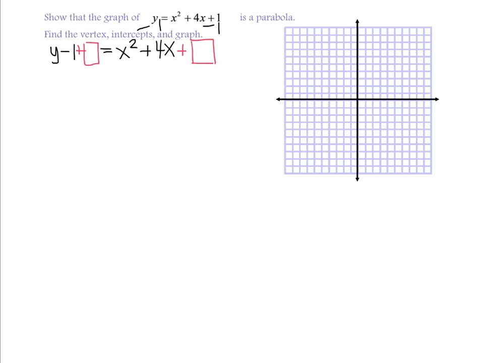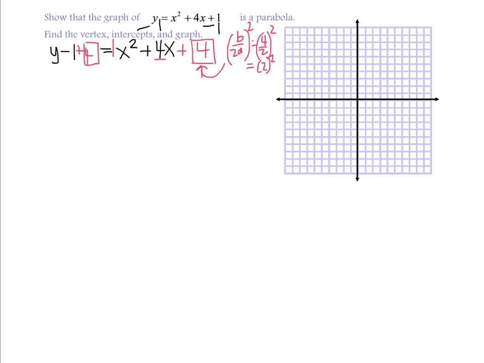I can also see here that my leading coefficient is already 1, so I don't need to do any sort of factoring. So what I'm going to be adding to both sides is that b over 2a squared. So in this case, our b we can see is 4, so it's going to be 4 over 2 squared, which is just 2 squared, or 4. So to balance the equation, whatever we do to one side, we have to do to the other.